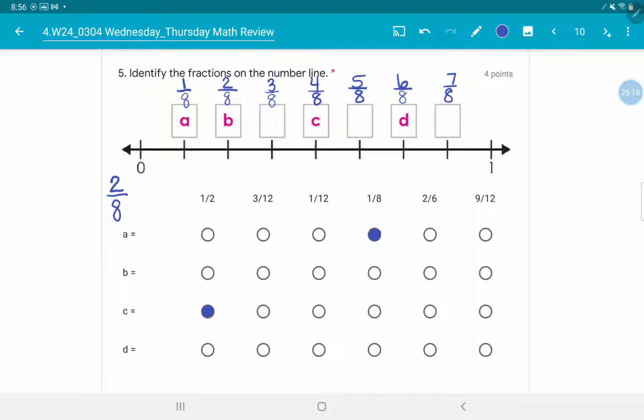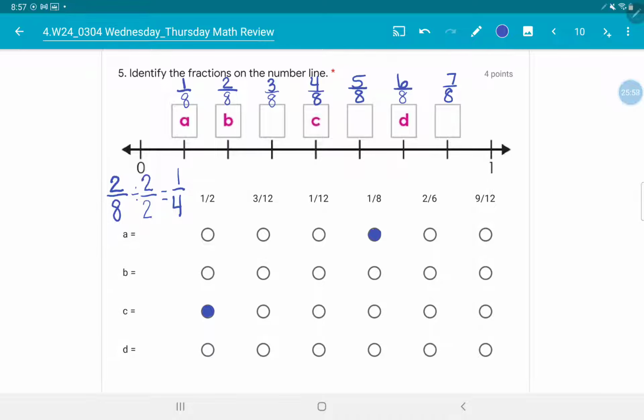So I'm going to have to look for a common factor between 2 and 8. What are the factors of 2? 1 and 2, right? That's it. So I could do 2 divided by 2. Can I do 8 divided by 2? Yes. So that would be 1/4. Is that an option? No.